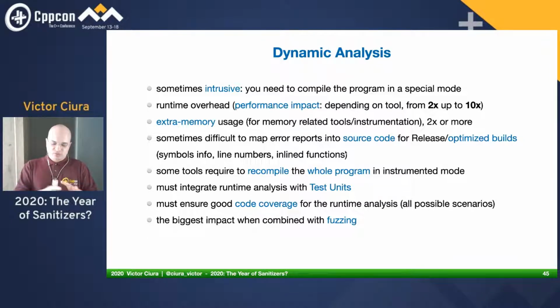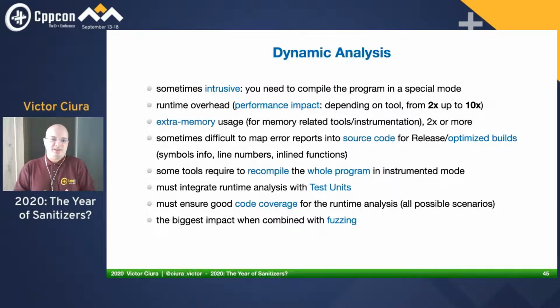Sometimes it's difficult to map reports into your source code because of optimized builds and improperly aligned symbol information and line numbers, and due to inline functions and intrinsics and so on. Some tools require you to recompile the whole program in instrumented mode, for example, like the memory sanitizer. And you must integrate runtime analysis with your test units, because what you don't test, you don't see.